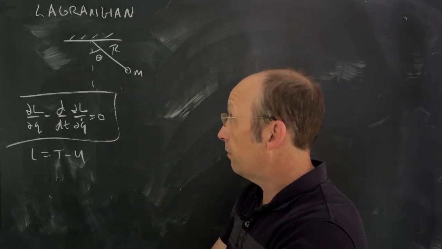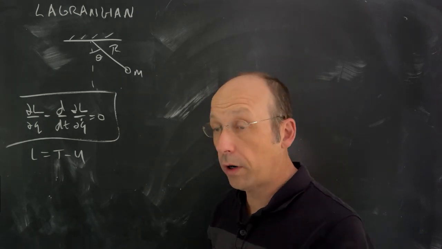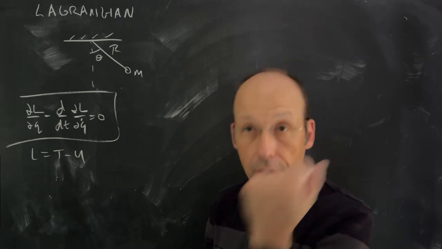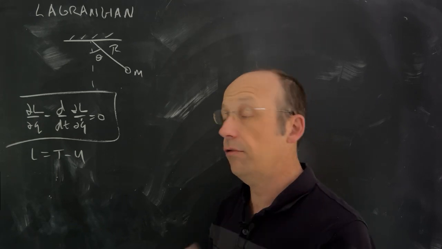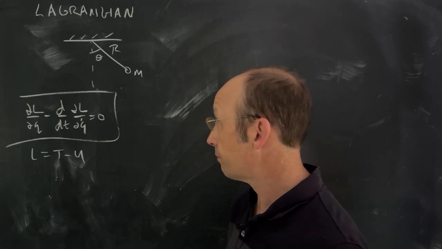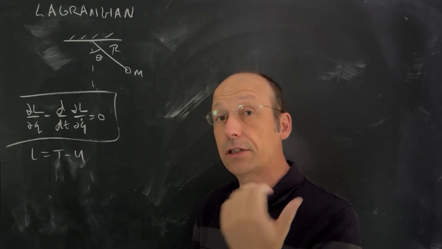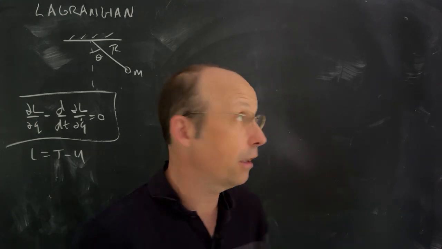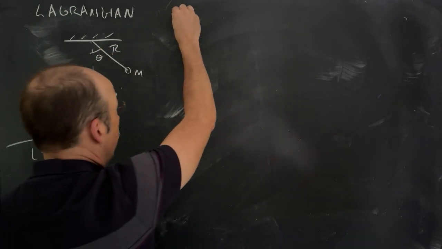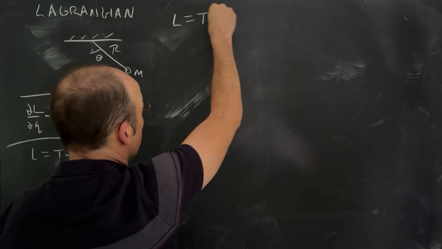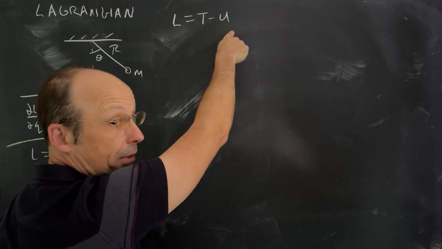So here is my pendulum. What do I want to do? Number one, I want to pick my variable. I'm going to use theta for my variable. I'm not going to use x and y. Now the next step is to write the Lagrangian. And to write the Lagrangian, you notice I spin around because I don't want to get tangled up in my cord. So I need the kinetic energy and the potential energy.